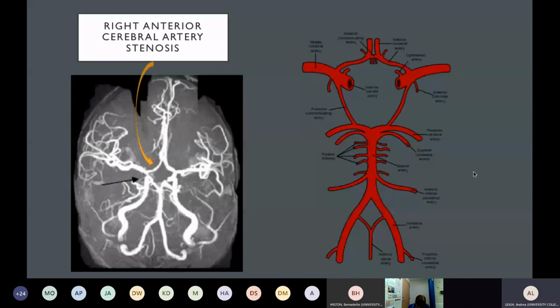This is a drawing of how the blood vessels connect at the base of the brain and supply the brain: the middle cerebral artery, the anterior cerebral artery, and the posterior cerebral artery. And here you can see on this side there's a real narrowing of the right anterior cerebral artery. Yeah, and there's stenosis in here as well.